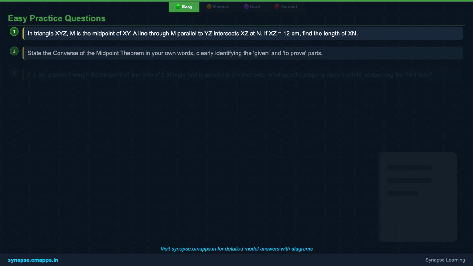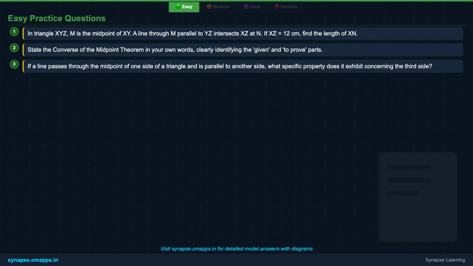To solidify your understanding, try these 3 practice questions. They'll help you apply what you've just learned about a line passing through a midpoint and being parallel to a side. Pause the video, solve them, and then check your answers to reinforce your grasp of the concept.